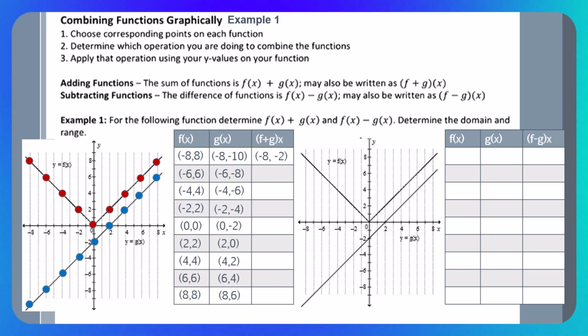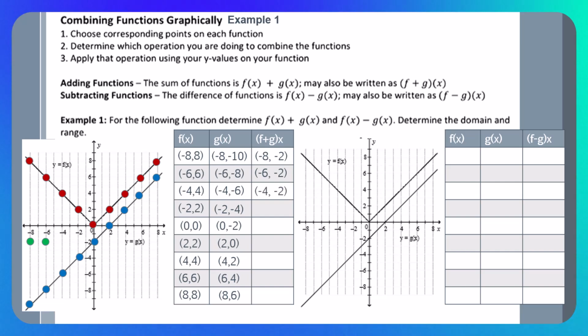Okay, the second point, the x-coordinate is negative 6. Negative 6 take away negative 8 is going to be, oh, I'm sorry, this is correct. We're adding. So 8 plus negative 10 is negative 2. 6 plus negative 8 is negative 2. Okay, that third one, 4, we're only looking at the y values. 4 plus negative 6 is negative 2.